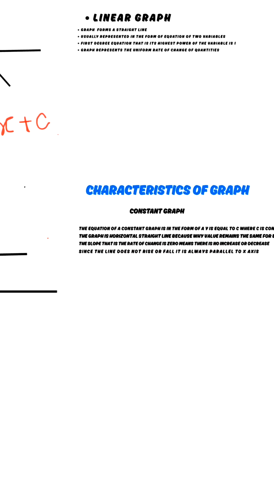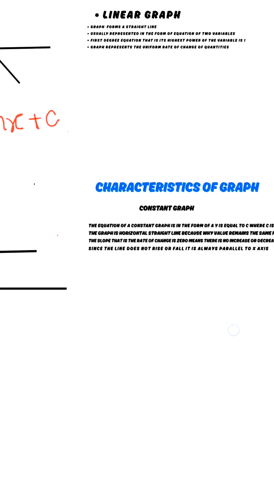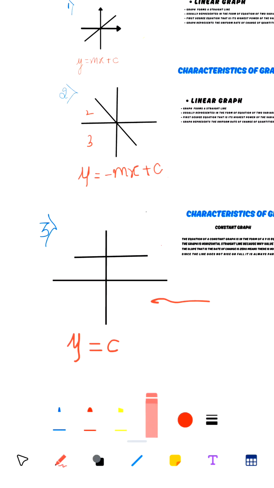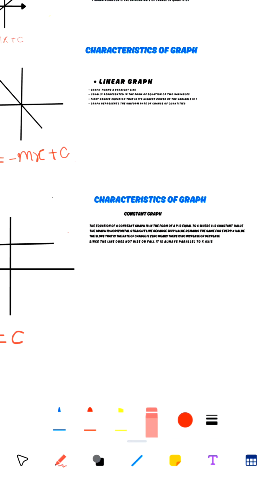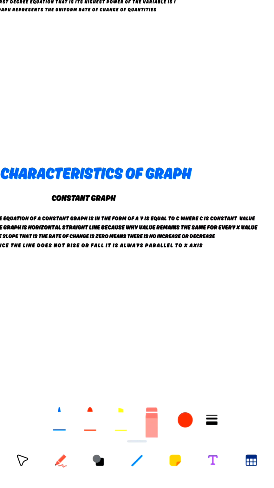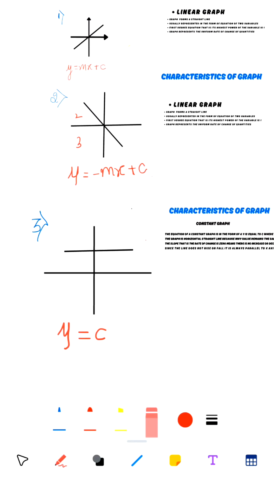Now let us go to our third graph, that is the constant graph. The equation of a constant graph is in the form y is equal to c. So the graph will be represented as y is equal to c. The graph is a horizontal line because the value remains the same for every x value. Can you see where I have inputted many x values? Whatever input there is, it is all on the x axis, all the values of the x axis.